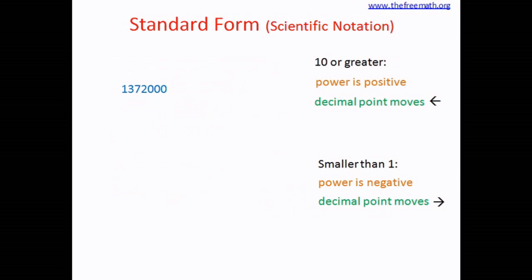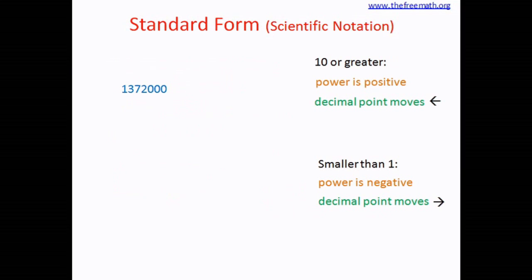Now let's solve some examples. Here is a big number, 1,372,000. Let's write this number in standard form. We know the first part is easy. We write the decimal point after the first non-zero number. That means the decimal point will be after 1.